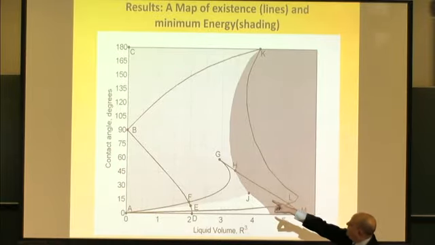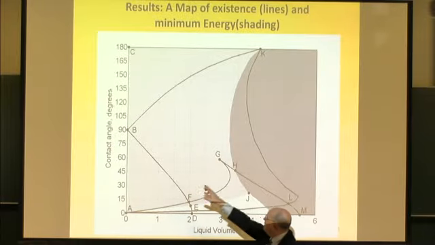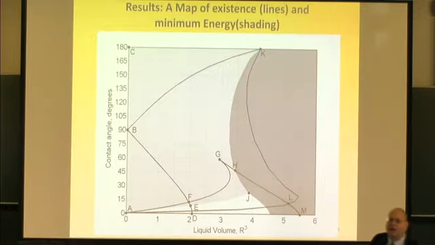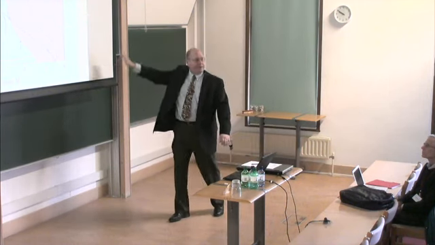Now from K over to B and down to D here, that's the minimum plug line, minimum volume plug. So a plug can exist stably everywhere to the right of that, and certainly out to the right it's only plug.